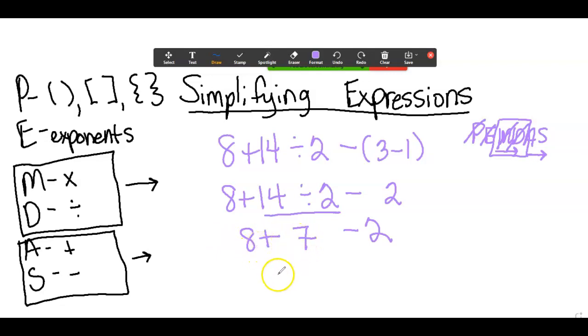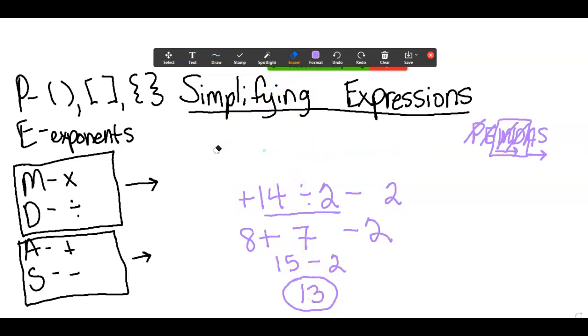So 8 plus 7 is 15, and then rewrite what I didn't use yet. And so 15 minus 2 is 13. Now, it's a good practice that when you get to that final answer, you circle it or put a box around it somehow so that you know that that is your final answer. Okay? So I'm going to erase all of that.